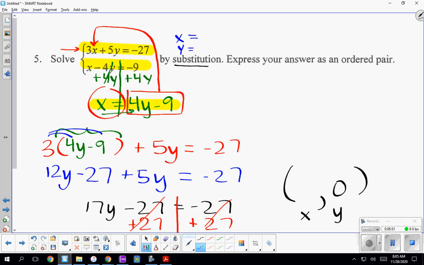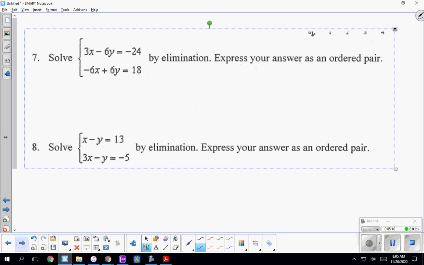If you drew that box, that's always probably going to be the one you're going to plug it into. So I'm going to plug it in right there. So x equals 4 times 0, because I know that y is now 0, minus 9, or 0 minus 9, and I get negative 9.